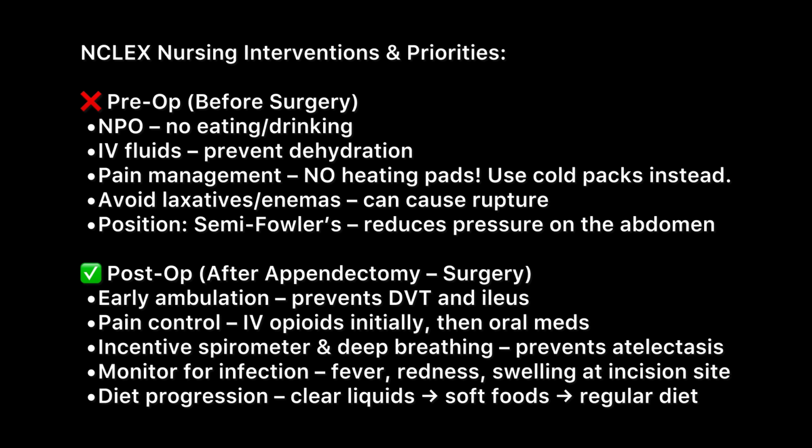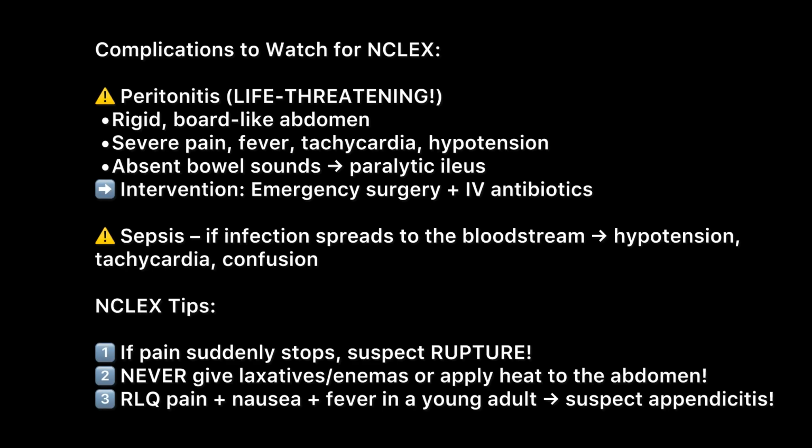Monitor for infections, like signs of fever, redness, swelling, and we continue the diet from clear liquid to soft, and soft to regular diet. The complications are also important parts to know on this topic, like peritonitis. This is a life-threatening condition. The symptoms indicating peritonitis are a rigid board-like abdomen, severe pain, fever, tachycardia, hypotension. If paralytic ileus occurs, there will be absent bowel sounds. So in this case, emergency surgery or IV antibiotics are needed.